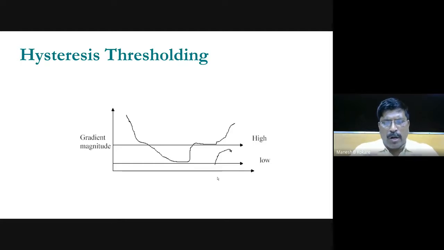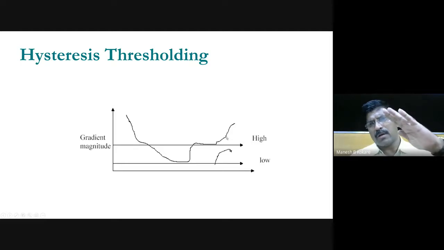Filling this gap can be done by using hysteresis thresholding. How? You compare the neighboring pixels, and if the neighboring pixels have high intensity, greater than the threshold, then you assume that the missing pixel under consideration is also an edge pixel. Hysteresis thresholding is also used for deciding whether, if the magnitude is greater than the high threshold value, that pixel is certainly an edge pixel.